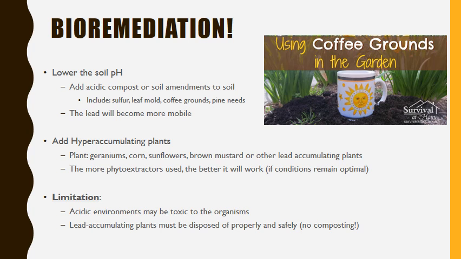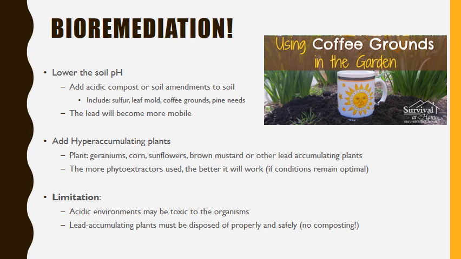The next thing is by adding hyperaccumulating plants. These are plants that absorb or accumulate heavy metals, in this case lead. Some of these plants would be things like geraniums, corn, sunflower, brown mustard. There are a ton of other plants. The more phytoextractors that get used at one time, the better, but some limitations are the soil conditions must remain optimal for this use.